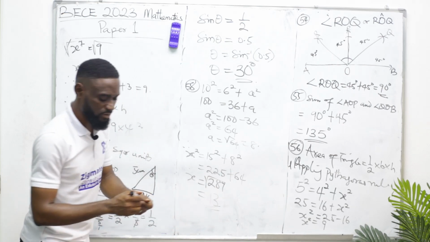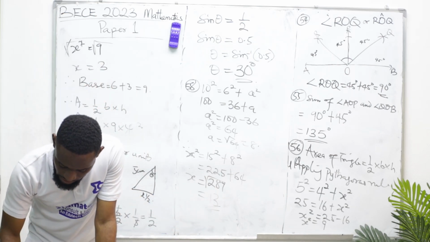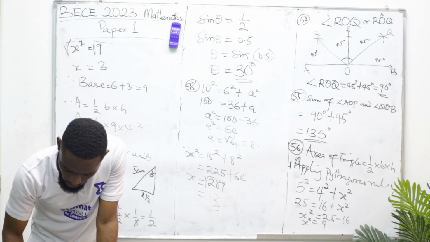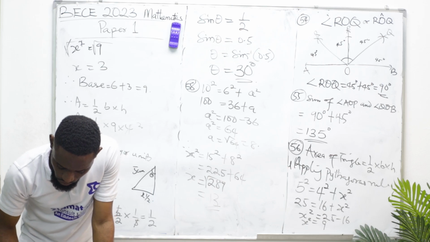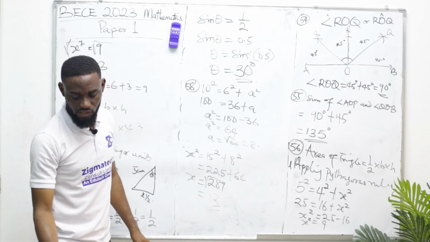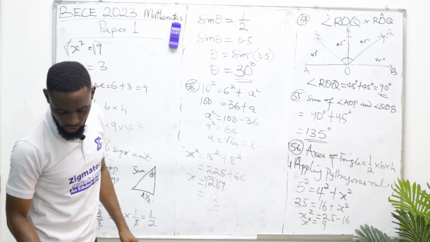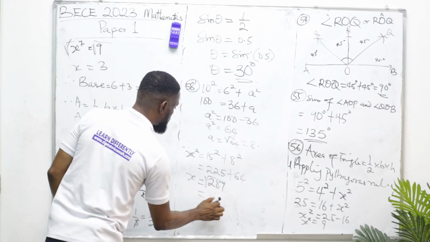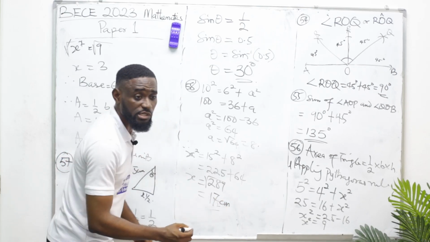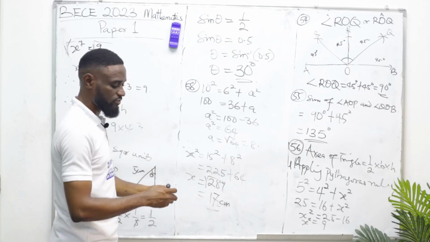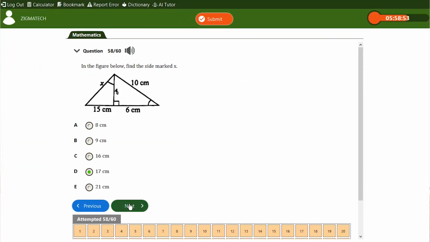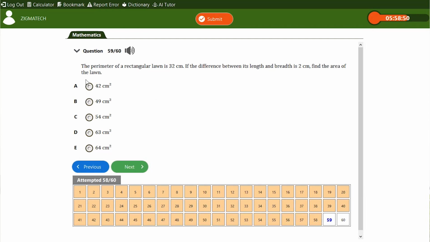Let's confirm that. Square root of 289, rather, is 17. Okay, so this is 17 cm. So we have D as the option. All right.